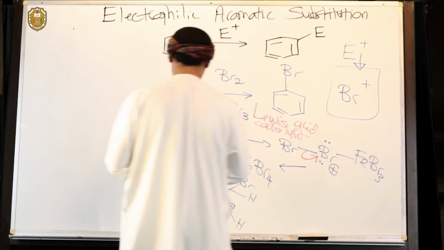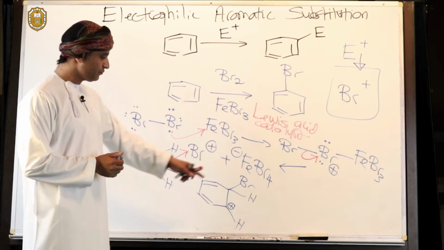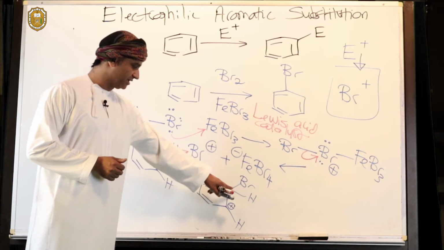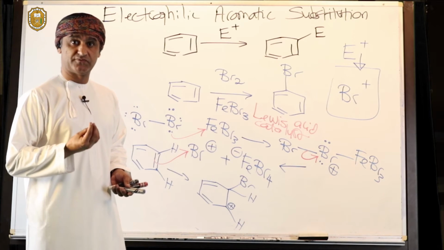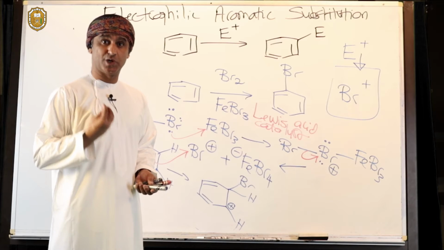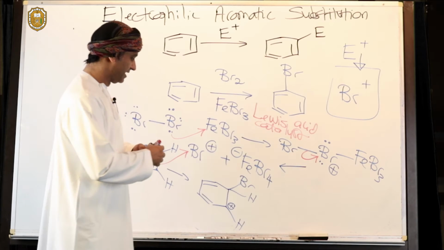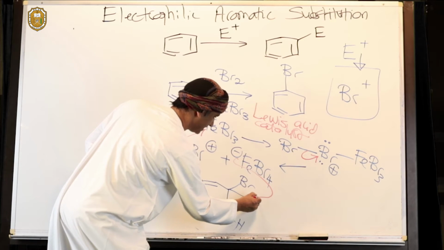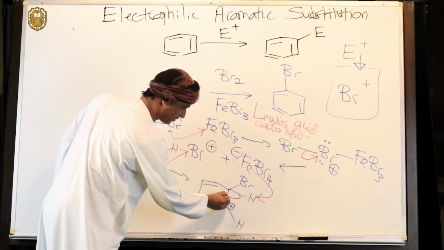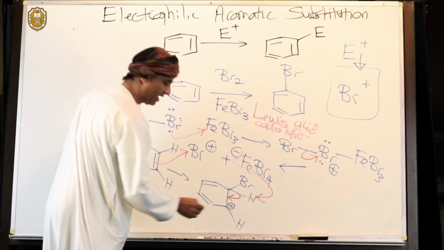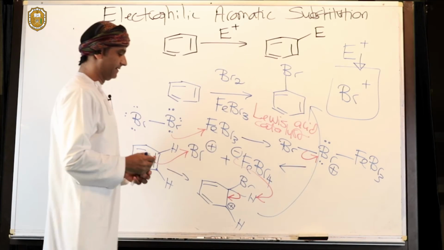But once this carbocation intermediate is formed, it can regain aromaticity if it loses this hydrogen that's bonded to that carbon. And of course, that hydrogen can be lost in the form of a proton to a Lewis base, or to a base in general. And that Lewis base is actually this FeBr4 minus. So the FeBr4 minus can come, take off that proton, and the hydrogen-carbon bond is broken, and a new carbon-carbon double bond is formed to give the final product.